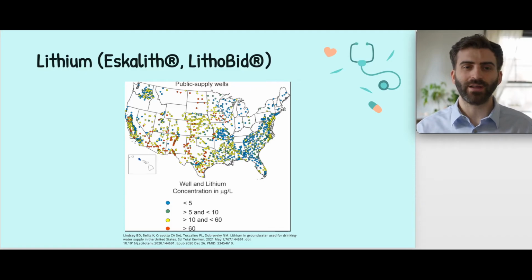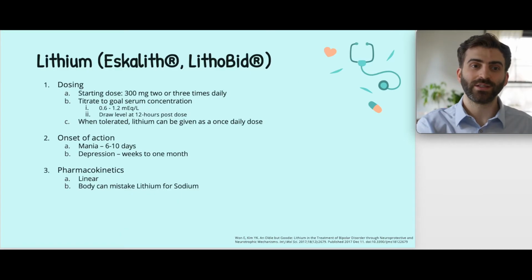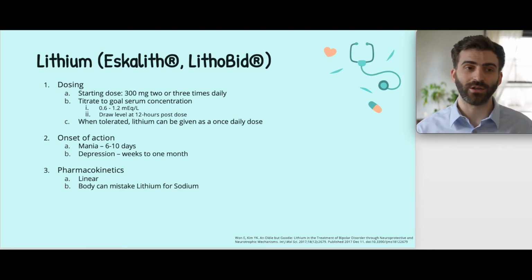Next, you can actually buy lithium over the counter. It's a low-dose product called lithium orotate that is available in 5 milligram amounts. As you can see, this differs very much from the starting prescription dose, which is 300 milligrams 2 to 3 times daily. So that 5 milligrams is quite small.